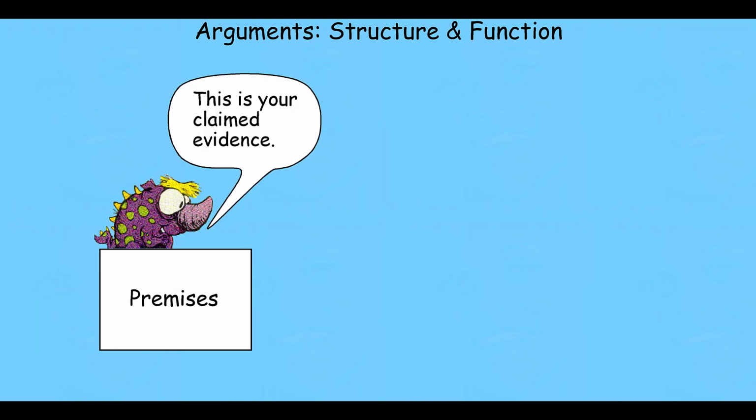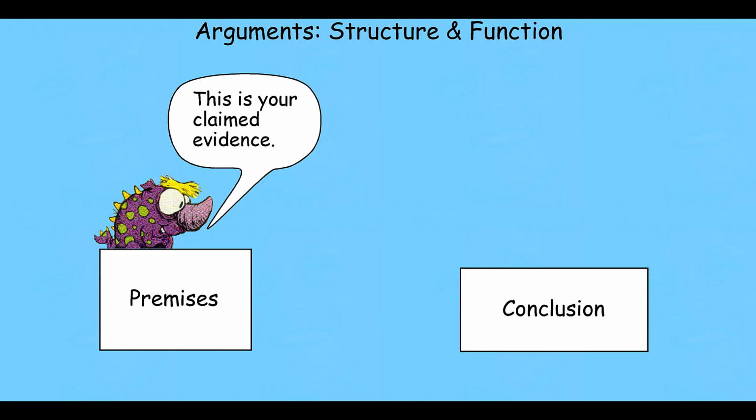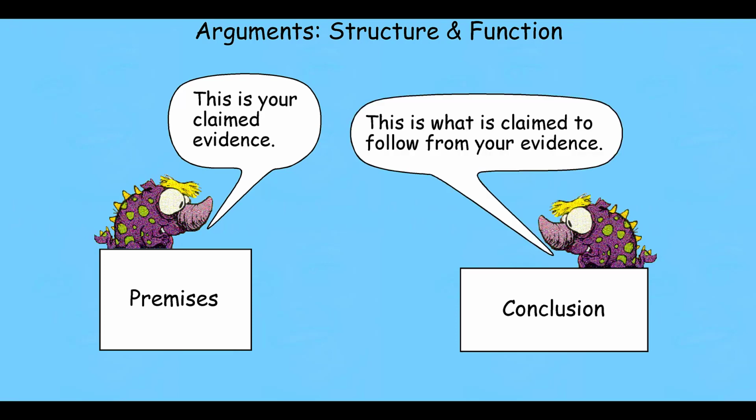So our argument is divided into two classes or groups of statements. On the one hand, we have the premises, and these correspond to claimed evidence. On the other hand, we have the conclusion, and the conclusion is what is claimed to follow from our evidence. The premises are related to the conclusion, sometimes explicitly, but always at least implicitly, by an inferential claim.